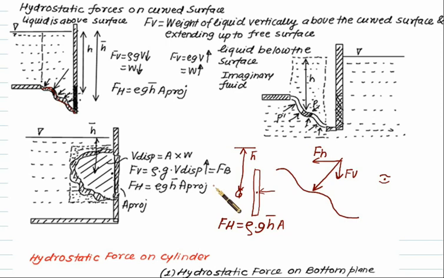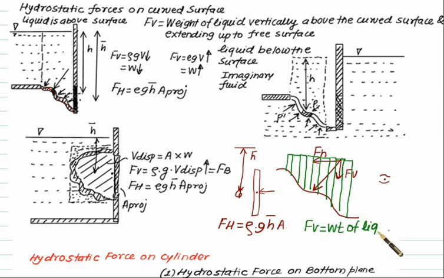Second, you have to calculate FV. FV is acting here because of this liquid column. Each and every weight here is going to act in a vertically downward direction. So there are a number of prisms here. So this time FV will be equal to the weight of liquid above the gate.